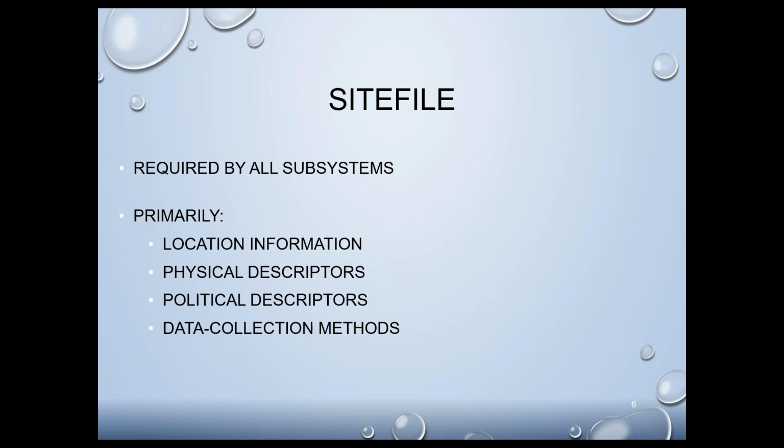Okay. So, site file. Site file is required by all of the subsystems. It primarily stores location information, physical descriptors, political descriptors, and data collection methods. All the information I talked about in the previous presentation of the method that we use to collect our data, the accuracy of those measurements and the instrument, all of that gets stored with the water level measurements or with the water quality data, depending on the type of data that you collect. It keeps the data in context.